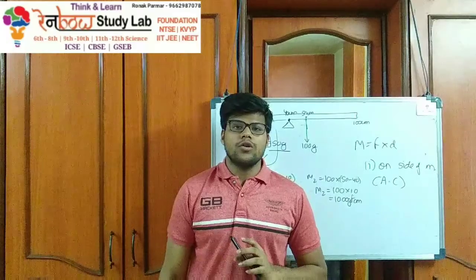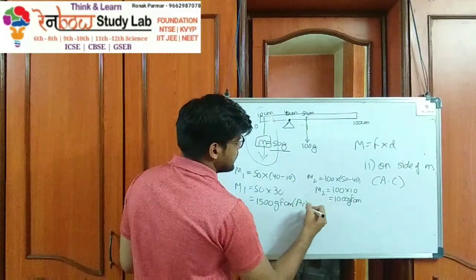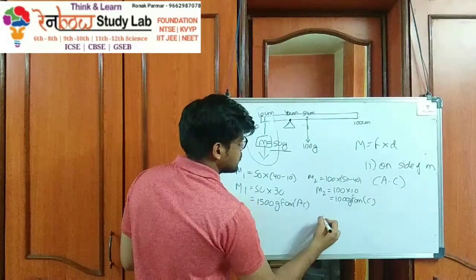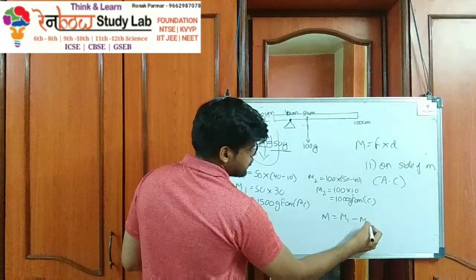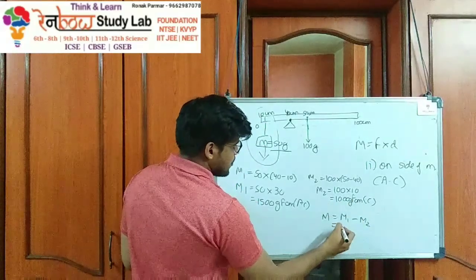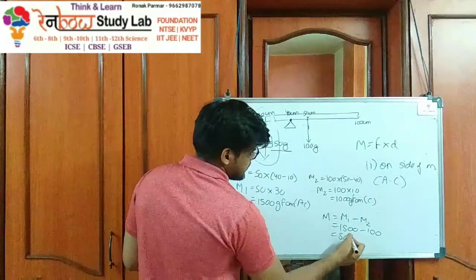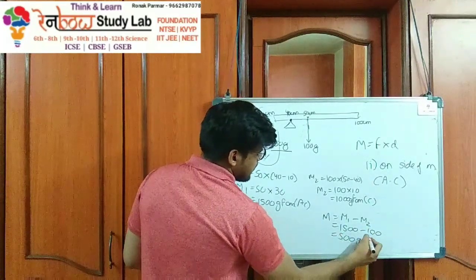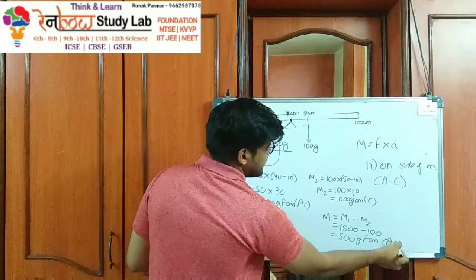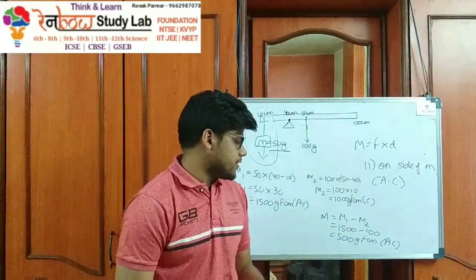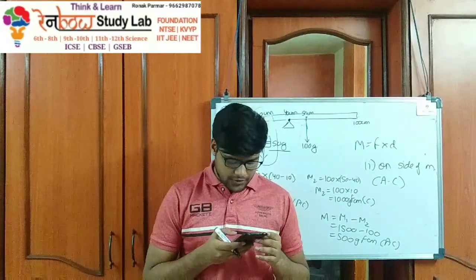Okay. Now what will be your resultant? M1 is in anti-clockwise direction and M2 is in clockwise direction. So the total resultant moment will be M1 minus M2. Why? Because this is clockwise, and clockwise is always negative. So 500 is your answer. A positive answer means the moment is anti-clockwise.